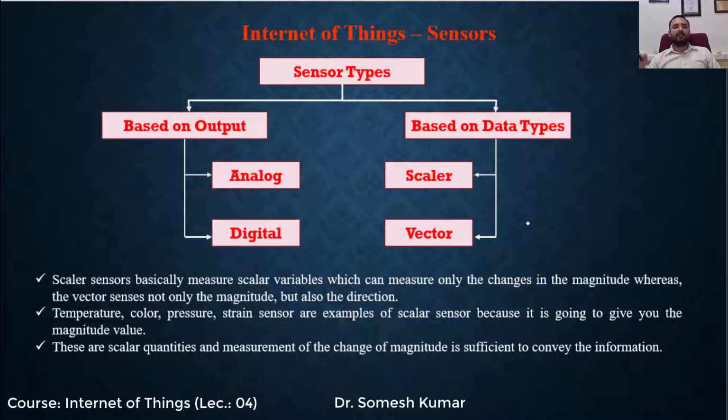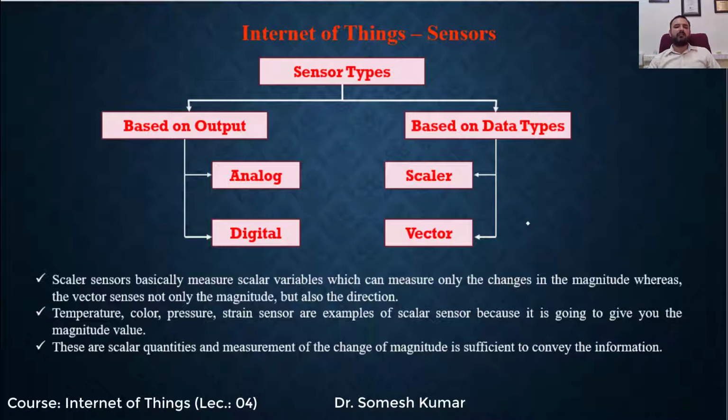While scalar sensors basically measure only the magnitudes. Scalar sensors measure scalar variables, which can measure only the change in magnitude, where the magnitude alone is the important part, and only the magnitude is sufficient to give the characteristics or the changes in the physical parameters. For example, temperature, color, pressure. In all these sensors, only the magnitude part is important, not the directional part, or not the vector part.